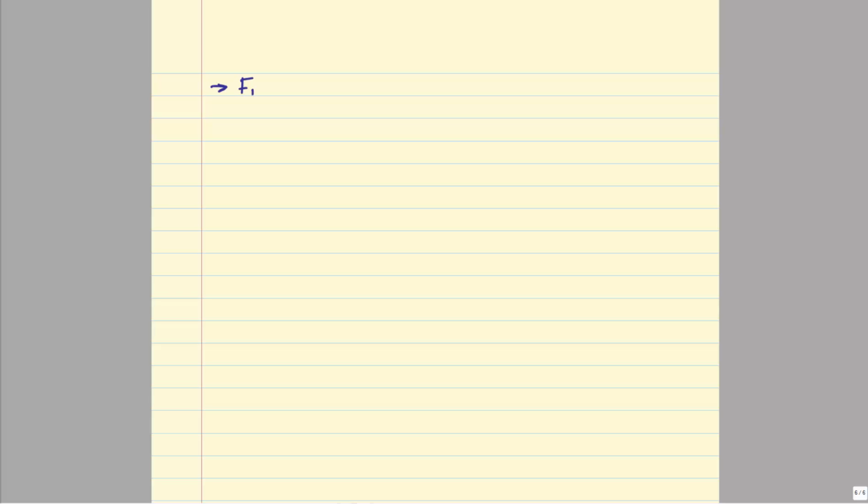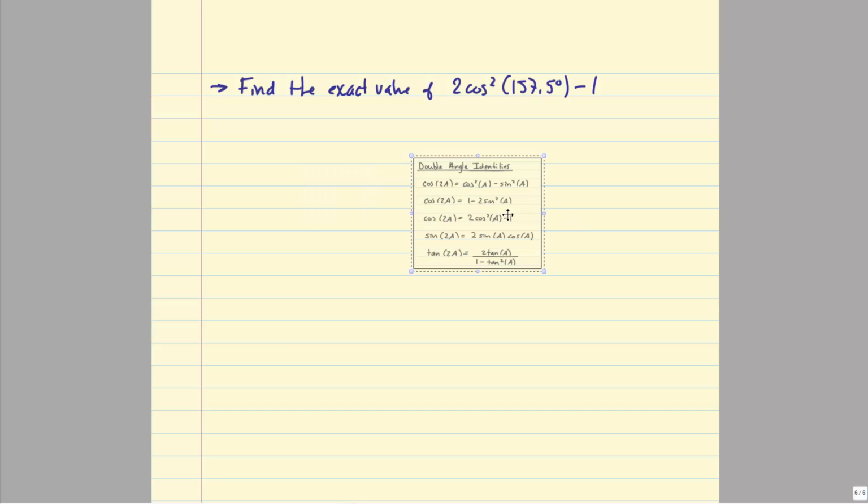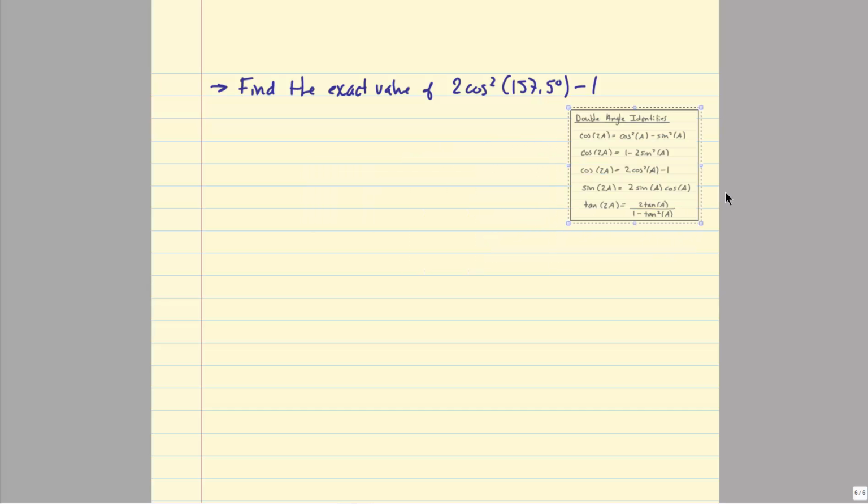So this one, let's go ahead and find the exact value. And this will be the exact value of 2 cosine squared of 157.5 degrees minus 1. Now this one, I'm finding the exact value. This does not look like a standard angle. So hopefully I can relate this to some sort of an identity. So 2 cosine squared minus 1. Okay, that's definitely this one right here. So that's the identity that I'm going to use.